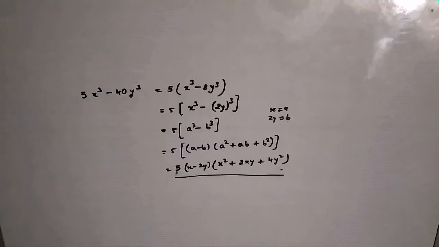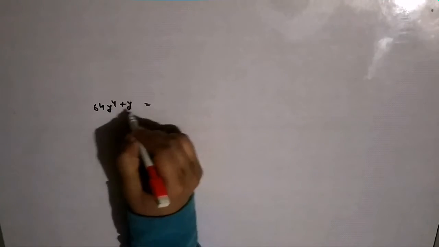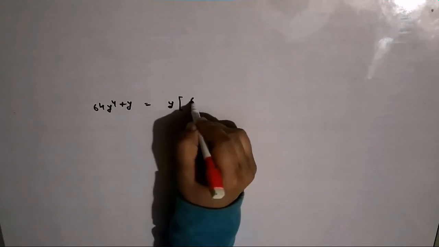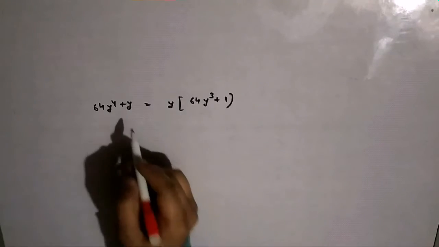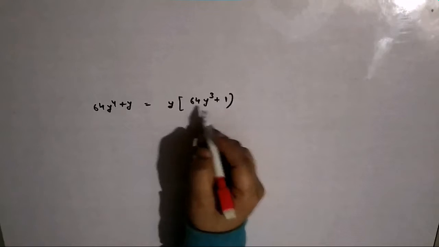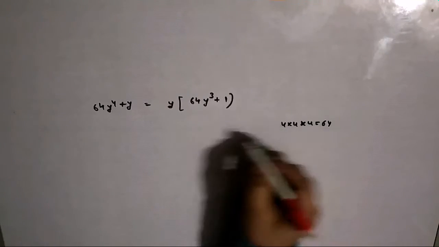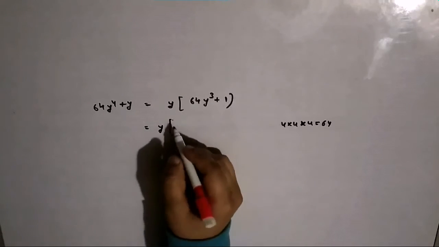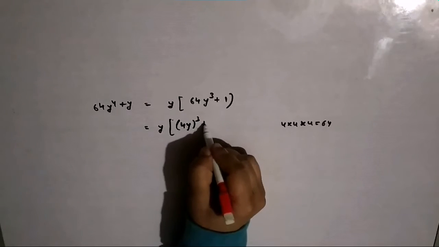Okay, now let us take another example. 64y4 plus y. So you can see here that only y could be taken as common, so that becomes 64 into y3 plus 1, because y you have taken common here. So 4 4s are 16, 16 4s are 64. So here 64 could be written as 4 power 3, and that is y power 3, so (4y) power 3 and plus 1.